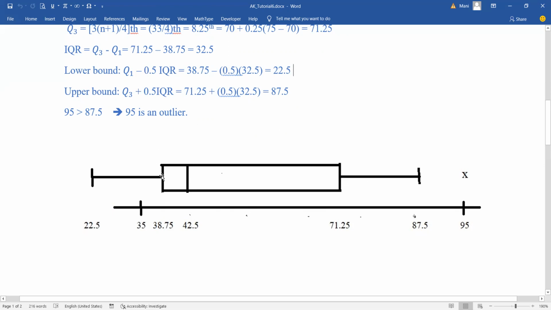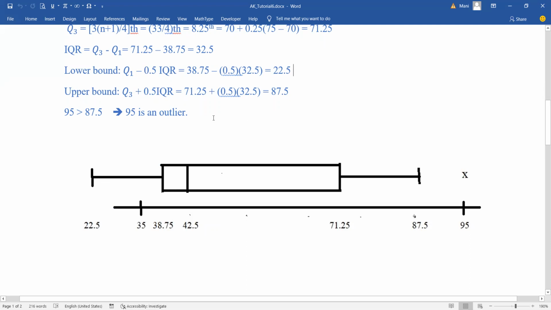The next thing to do is to draw the tail. Lower bound is 22.5. So on the left side, show us 22.5 like this. So this is the tail from the left side, or whisker. And on the right side, you can see that it is 87.5, and you show it like this. So the box and whisker plot is almost complete.